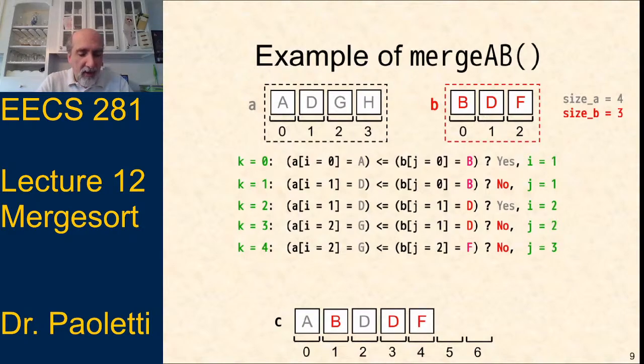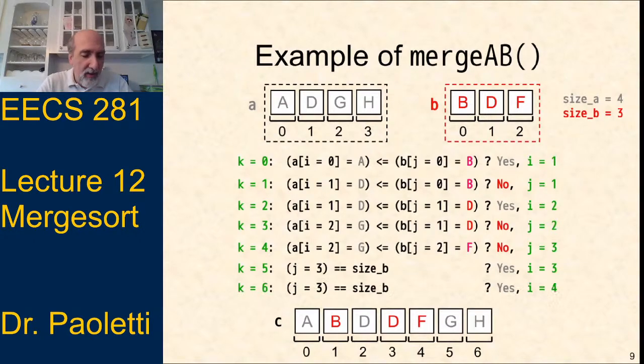K is 4. Now, is G less than or equal to F? No. So F goes to the output, J gets incremented, and now J is off the end. So we said, because J is equal to the size of B, we copy from region A. We copy the G to the output, we increment I. I is still not equal to the size of A, so we copy H to the output, we increment I, K gets incremented, and the loop is done because K has reached 7. So we got everything from those two sorted regions merged together into C.